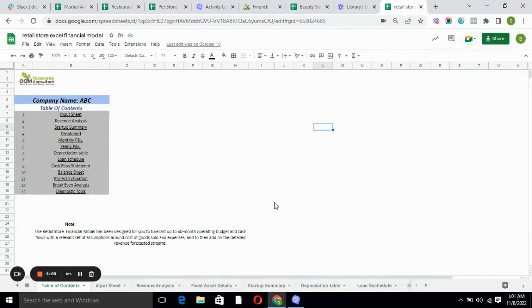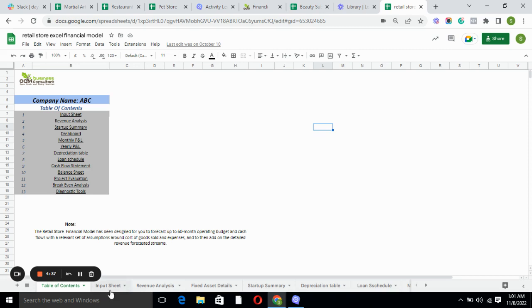Hello everyone, I'm back with another model, which is a retail store Excel financial model. Currently we are on the table of contents, which includes input sheet, revenue analysis, a startup summary, dashboard, monthly P&L, yearly P&L, depreciation table, loan schedule, cash flow statement, balance sheet, project evaluation, breakeven analysis, and diagnostic tools.